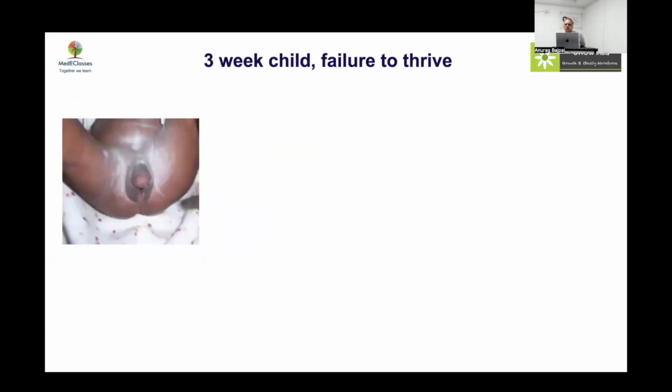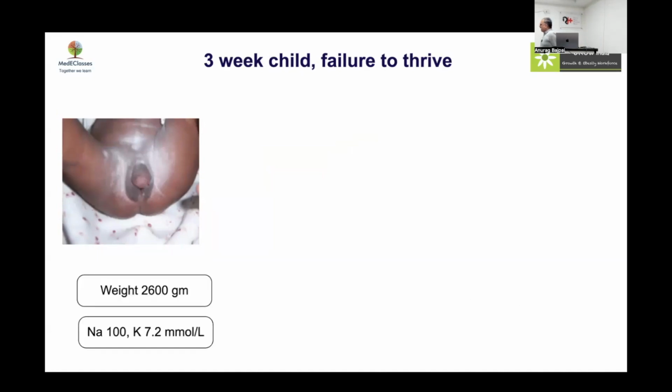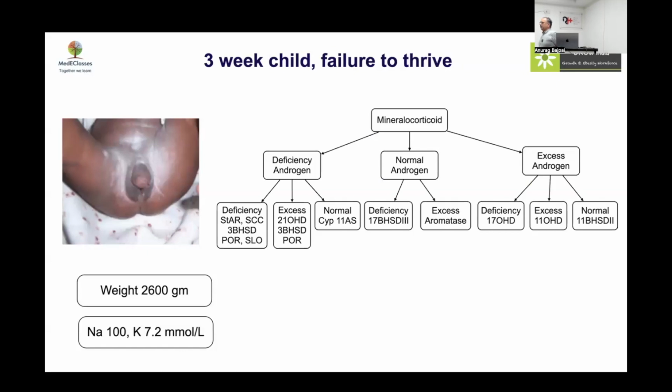So, Nimisha, a 3 week old child with failure to thrive, the most classic example, I think. You are seeing a child who has no palpable gonads, has atypical genitalia, has Mullerian structures, and there is hyponatremia and hyperkalemia. So if you use that algorithm, where do you place this child? Mineralocorticoid deficiency, yes. Androgen excess. So the most likely cause is 21 hydroxylase. This is a classical picture of 21 hydroxylase deficiency.